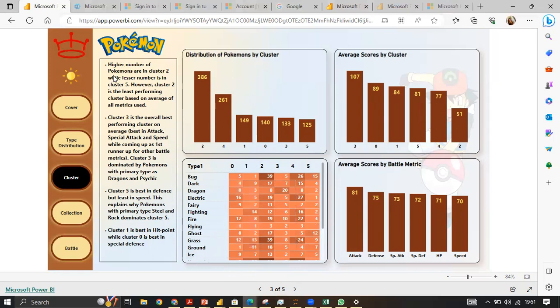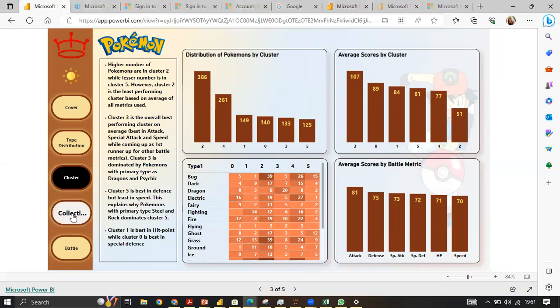So this is the summary of what I just explained here. A higher number of Pokemons are in cluster 2. However, cluster 2 is the least performing. Cluster 3 is the overall best performing cluster on average in three battle metrics, that's attack, special attack, and speed. While it's coming up as first runner-up for other battle metrics, it is dominated by Pokemons with primary types Dragon and Psychic. And also, there is something, okay, I'll still talk on that.